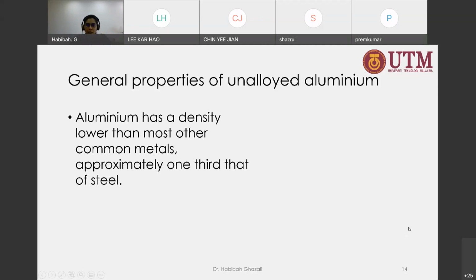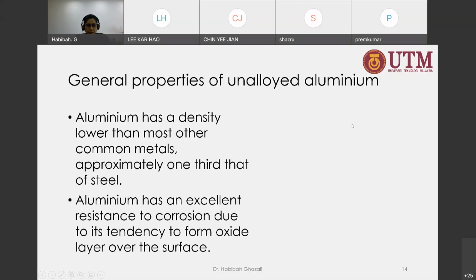All right, so some of the general properties of aluminum that has not been alloyed yet is that it has a very low density. So aluminum is very light. So that's why we use them a lot as food packaging and also for a lot of aircraft parts, especially for the body of the aircraft, we use aluminum because it has a very low density. So it is much lighter if we compare to steel.